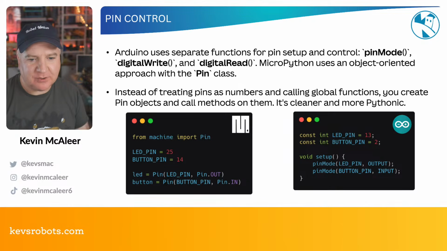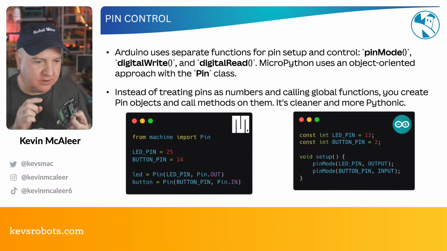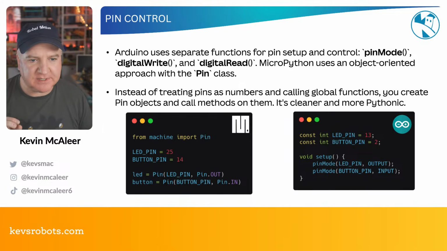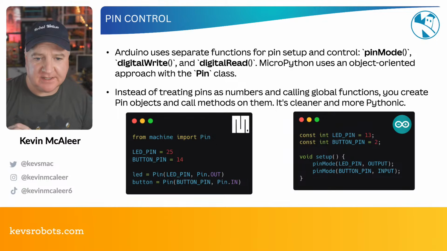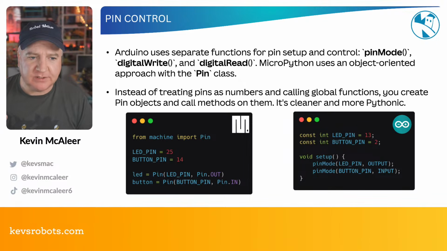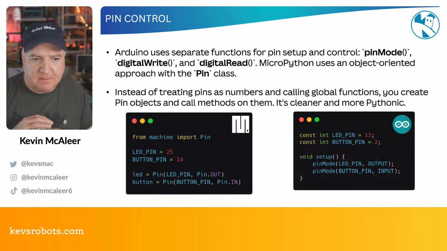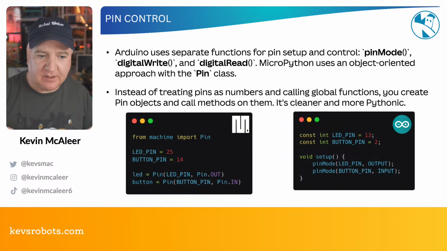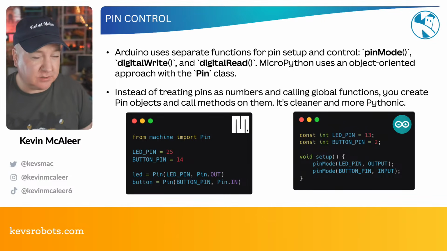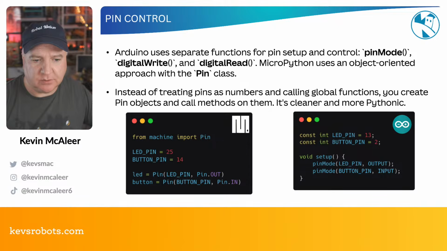Next up, pin control. So how do we actually control the GPIO pins on our microcontroller? Arduino has separate functions for pin setup and control. So we have pin mode, digital write, digital read, and we have analog write, analog read as well. In MicroPython, we have something slightly different. We simply use the machine library and then the pin library. We have an ADC function for analog to digital conversion. We have a pulse width modulation, PWM, library type as well. So depending on what the function is, we use different classes for that. And again, it just makes our code a little bit easier to read.